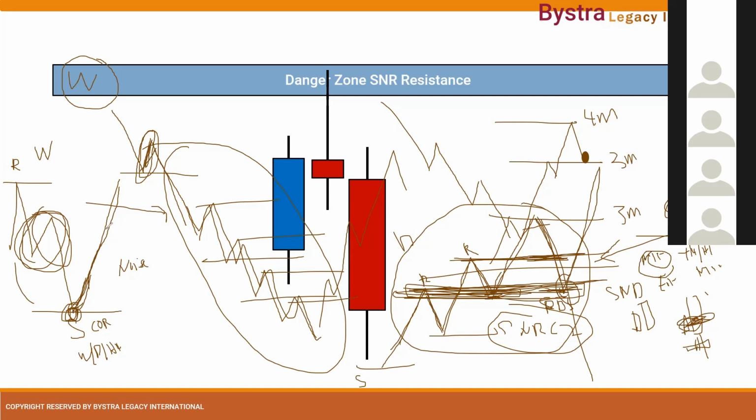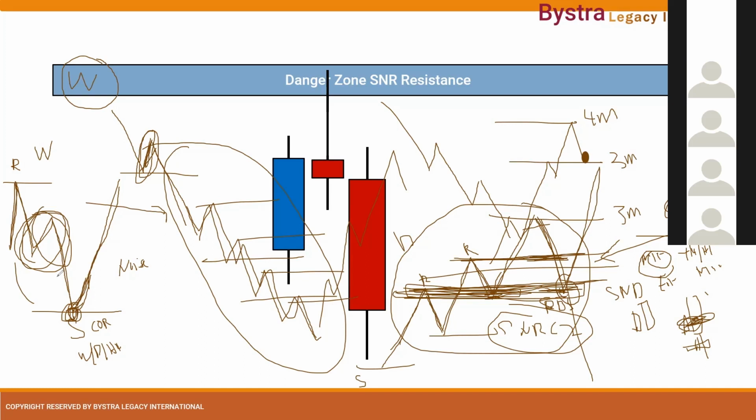Okay, so come back to this question. That's the reason why we use the higher time frame, the weekly, as our danger zone SNR. At the daily, it has so much noise. At the daily, we will see this and think, oh, it's just a retracement, it will break. That's why we do not recommend using the daily time frame as our danger zone SNR.